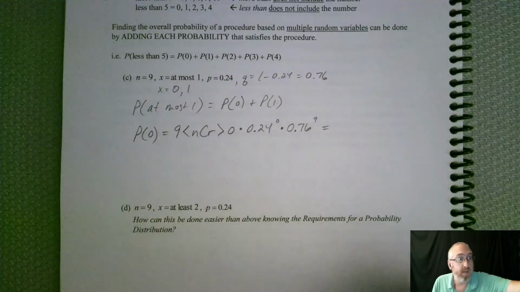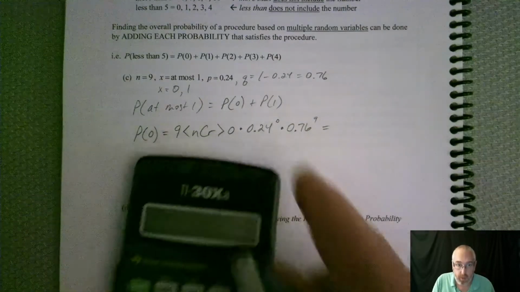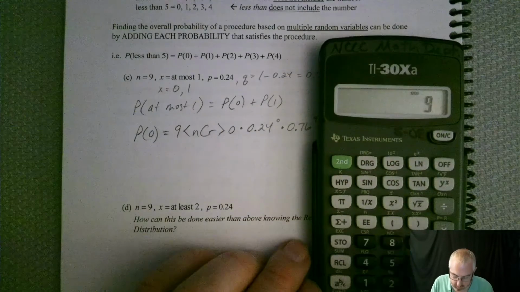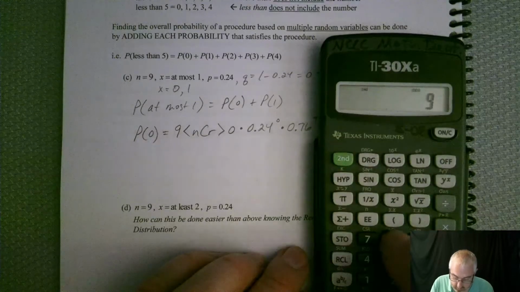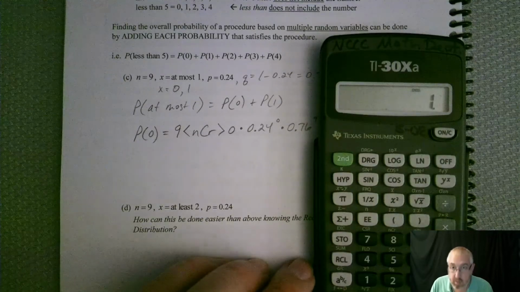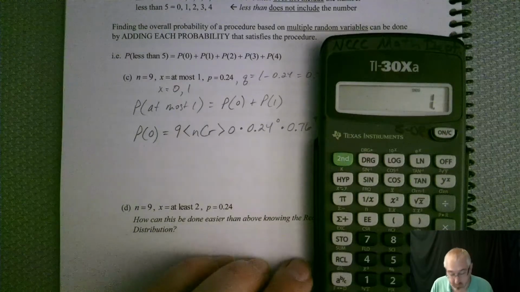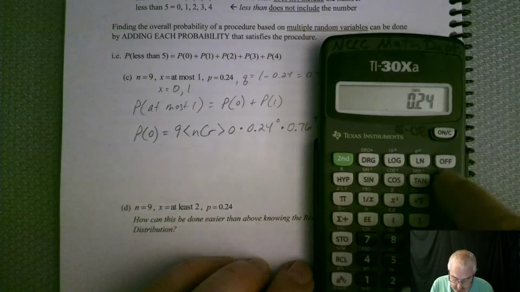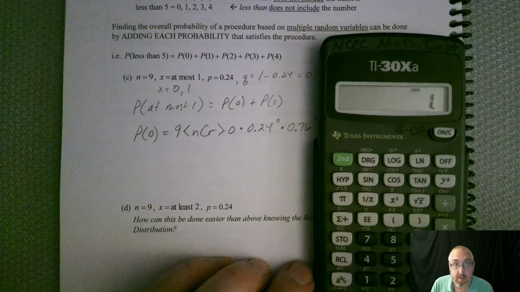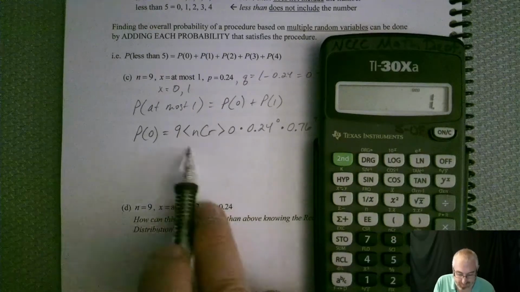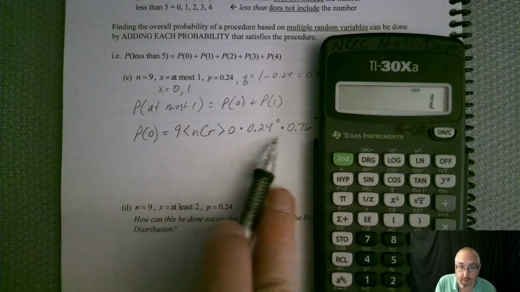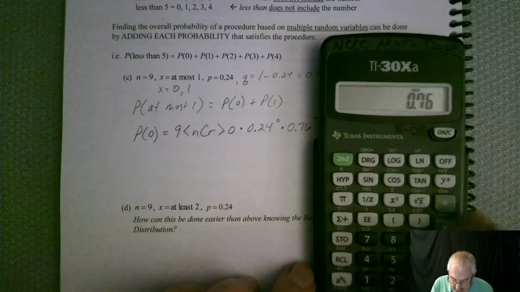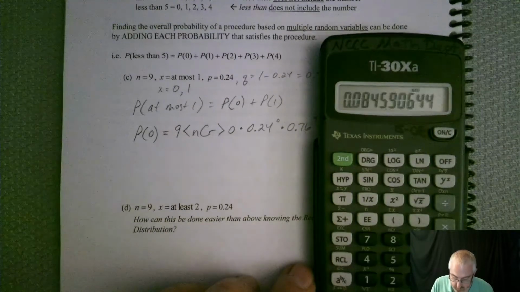So if we put all of that into the calculator, we will hopefully get our answer. So let's see what we got. 9 nCr 0 equals 1. Now it's kind of weird, but that's just the way it is. Times 0.24 raised to the 0, which equals 1. So this whole first thing is equal to 1. So really the only thing that contributes to this probability is the 0.76 raised to the 9th, which is that.